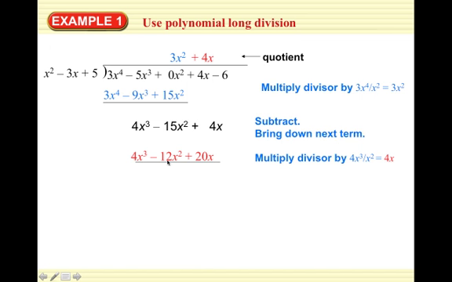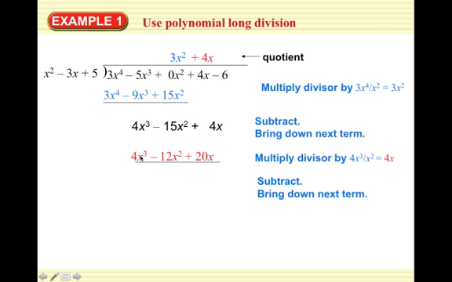4x times negative 3x gives us negative 12x squared. And 4x times 5 gives us plus 20x. All right, so after we multiply, that's what we did here, we subtract. And then the last thing we'll do is bring down the next term, and then we'll keep working from there.